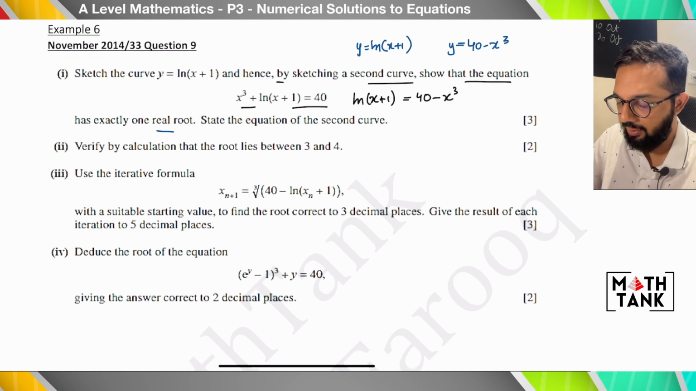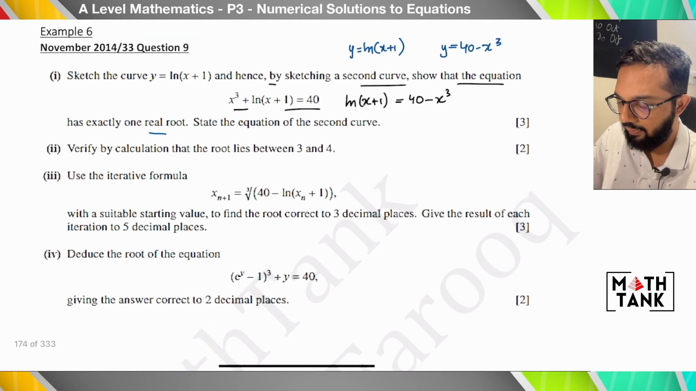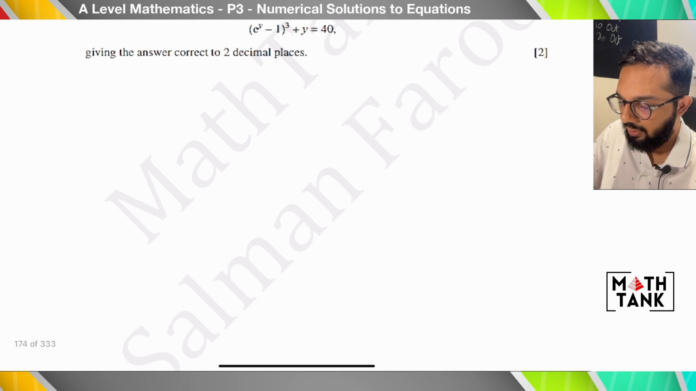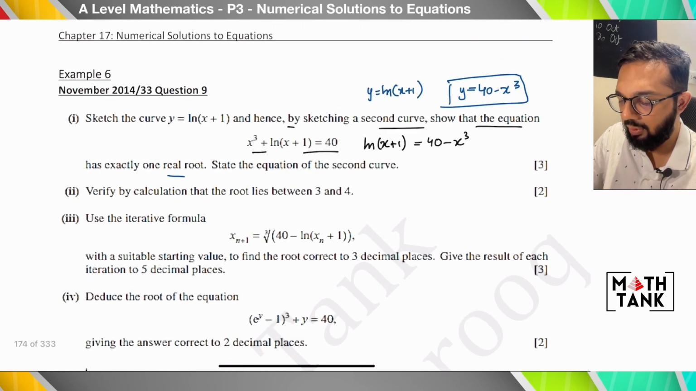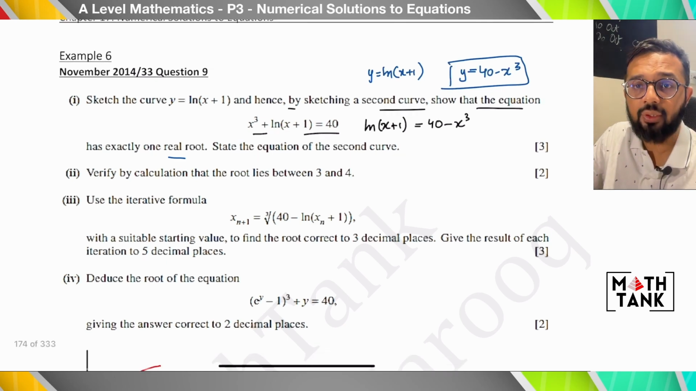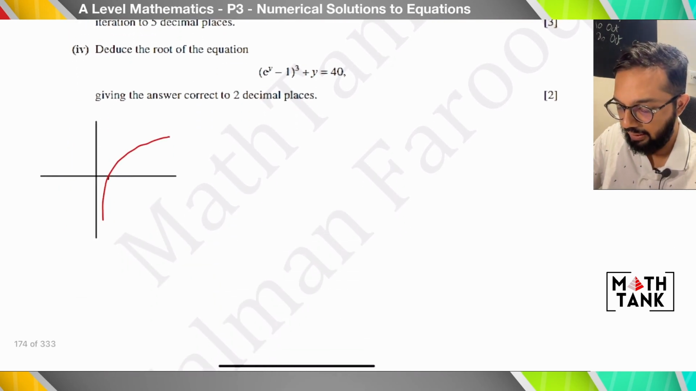Has exactly one root. State the equation of the second curve. So I've already stated the equation of the second curve for you. I will now sketch it. It has to be a small sketch. It doesn't have to be exactly accurate. So I'm going to say that normally ln x goes like this, but if you remember transformation from AS, you should understand that this curve has moved backwards by 1 unit. So it no longer touches minus 1 and it goes something like this.